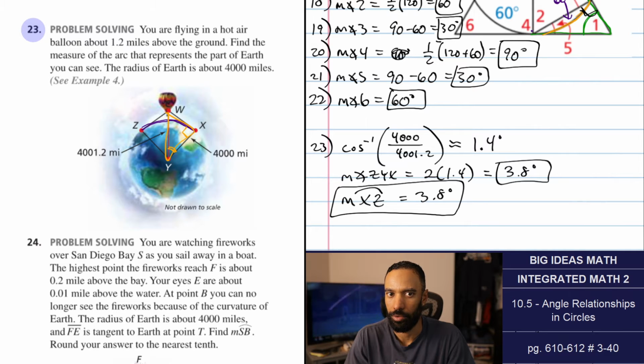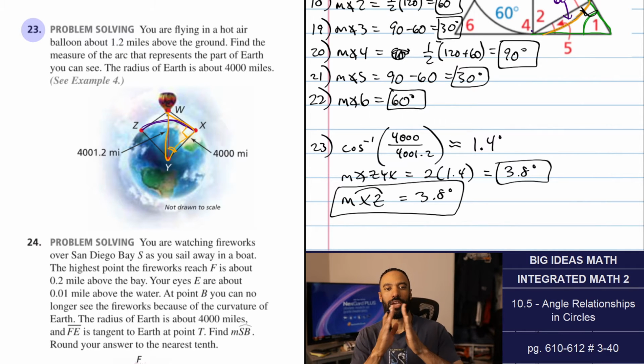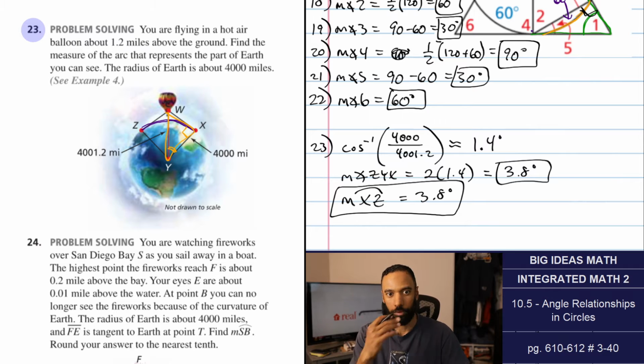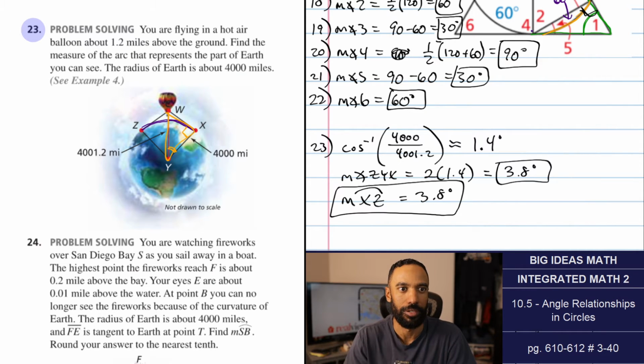Find the measure of the arc that represents the part of Earth. Yeah, that's not your angle of rotation. That's just the arc for as much as you can see. It says not drawn to scale there, one of the first times they have that, because it's so skinny.